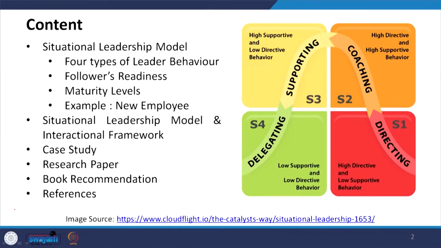Now, in the situational leadership model, there are 4 types of leader behavior that we will be discussing. The followers' readiness is very important, then the maturity levels of the follower, then the new employee in that situation. And in the situational leadership model and the interactional framework, as usual, the case study, the research papers, book recommendations and the references will be discussed.